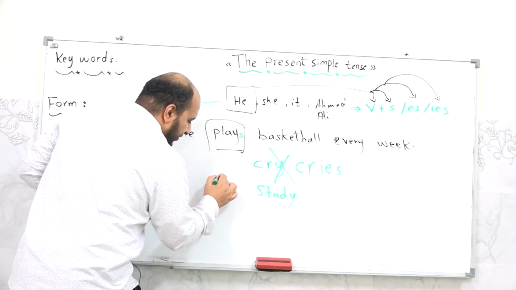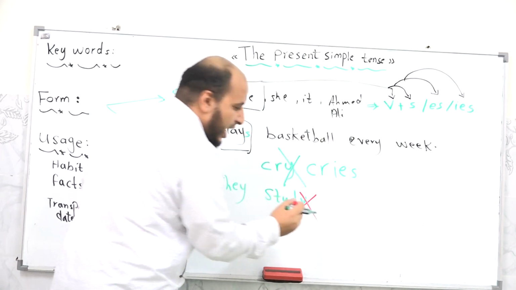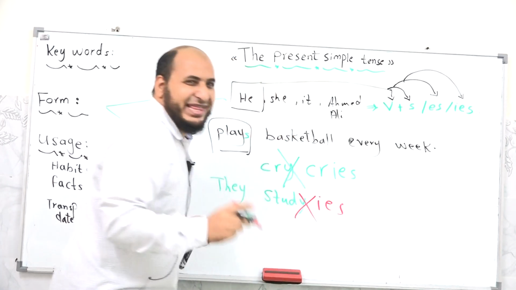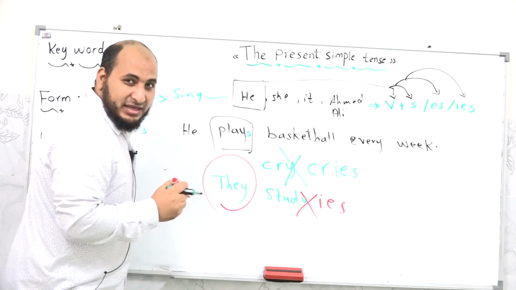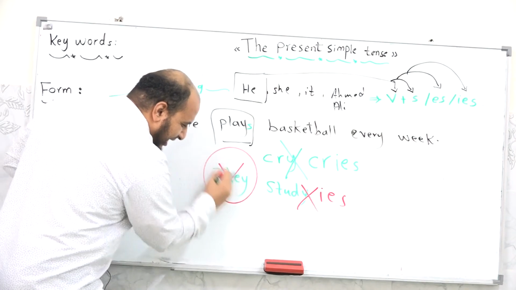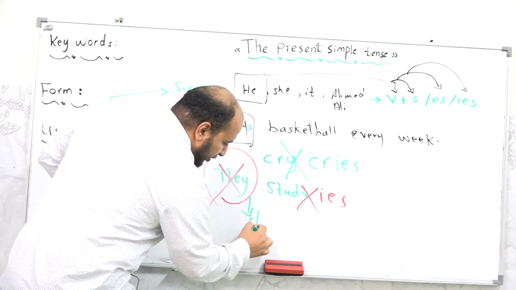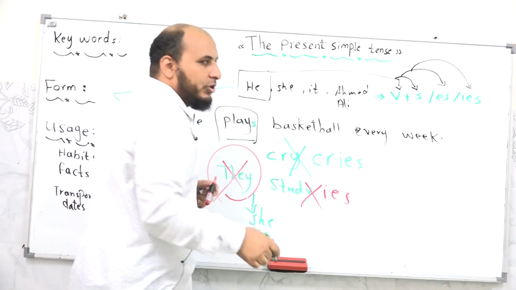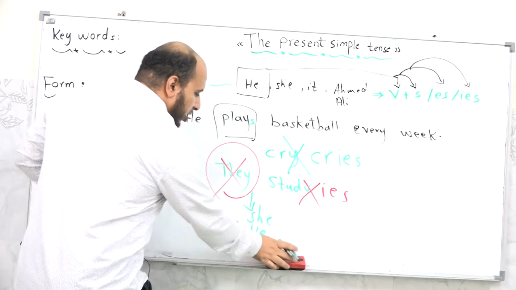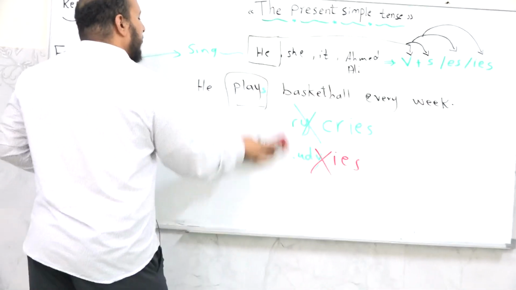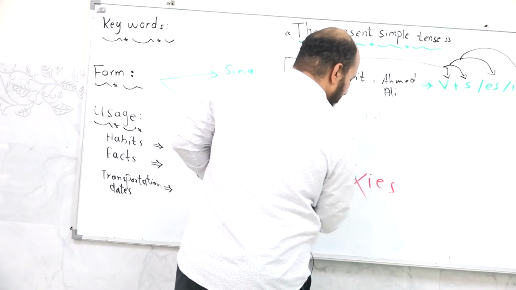When I write "they study," you can omit Y and put I-E-S, that's wrong. Why is that wrong? Because it's they. This is plural, but I should write it instead with she, he, it, or any one person. Okay, this was the first form of the present simple tense.